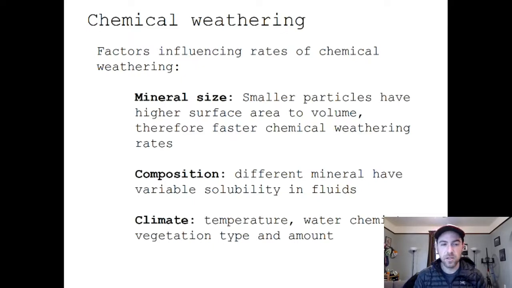And so different vegetation can have, say, organic acids, for example, tannins, etc., that can both promote or slow down the chemical weathering processes, depending on both the type of chemical it is and what the composition of the rock that's being weathered is. Okay, so we'll talk a little bit about some of those things.